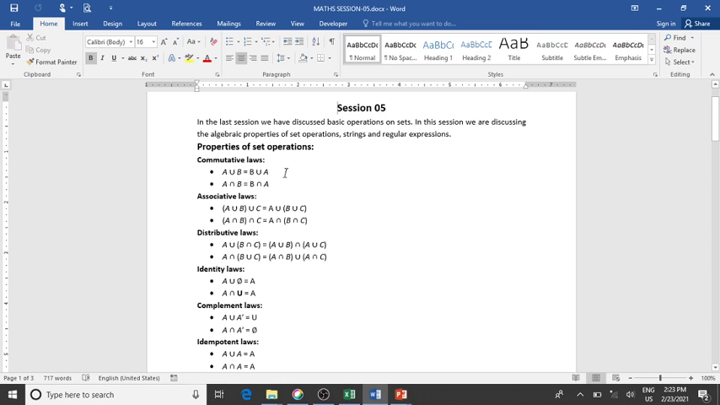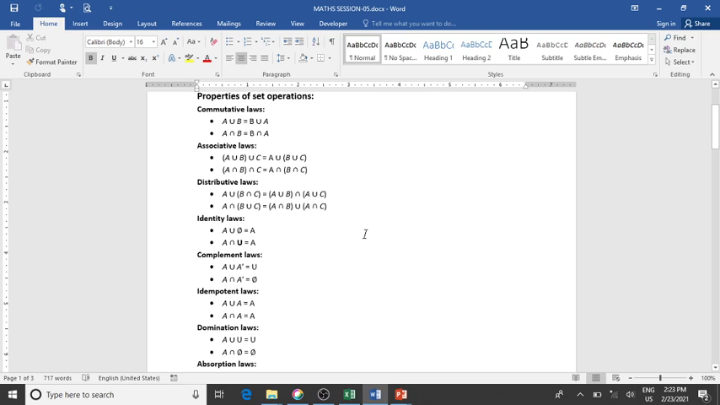Commutative law defines that A union B is equal to B union A. Similarly, A intersection B is equal to B intersection A. Both are equal. Next, associative law: (A union B) union C is equal to A union (B union C). Similarly, with respect to intersection, (A intersection B) intersection C is equal to A intersection (B intersection C).